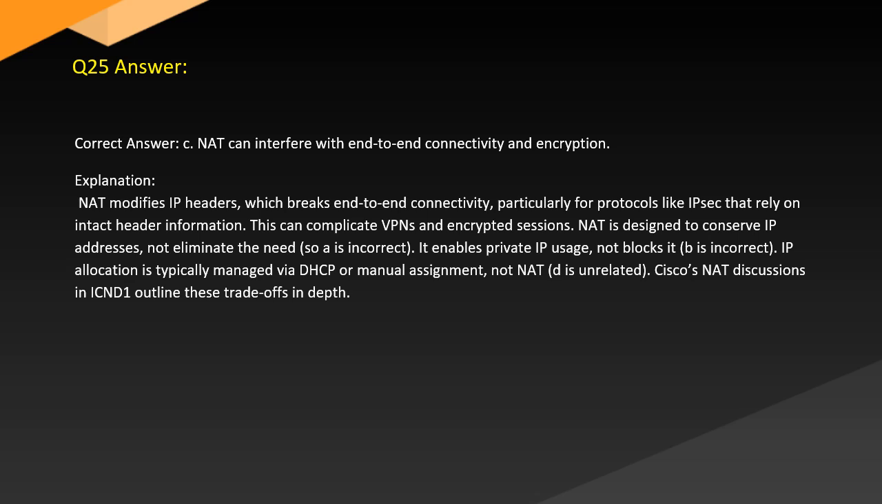NAT is designed to conserve IP addresses, not eliminate the need, so A is incorrect. It enables private IP usage, not blocks it, so B is incorrect. IP allocation is typically managed by DHCP or manual assignment, not NAT, so D is unrelated. Cisco's NAT discussions outline these trade-offs in depth.